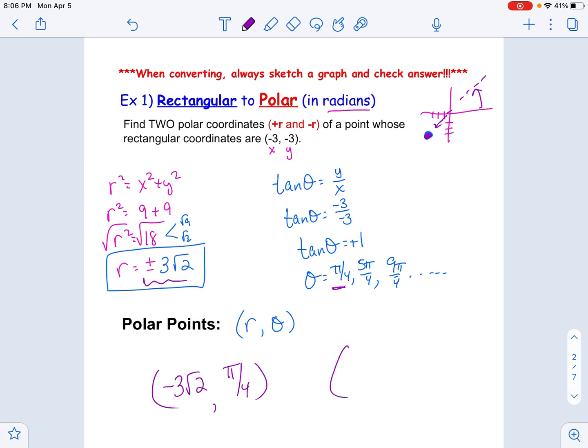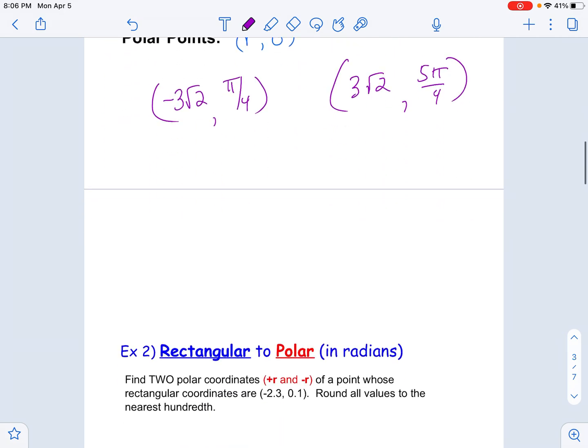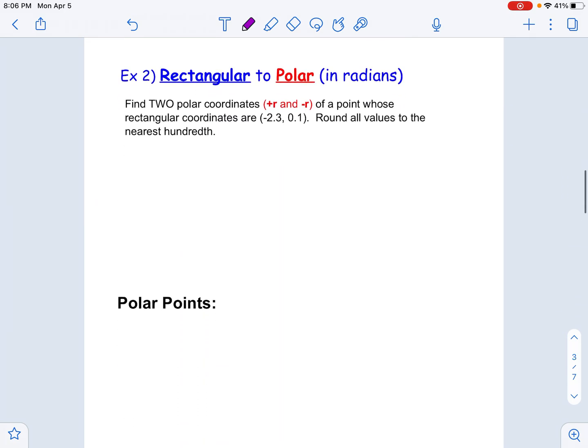All right, if I was going the other way and if I was at 5 pi over 4, that's down in quadrant 3. So then that means I need the positive r value, that 3 root 2, to be paired with 5 pi over 4. Now 9 pi over 4 would be in quadrant 1, so I would have to pair negative 3 root 2 with that one. Okay, so those are two different polar points that end up in the same location as my rectangular point. All right, let's do the same thing with this next point.